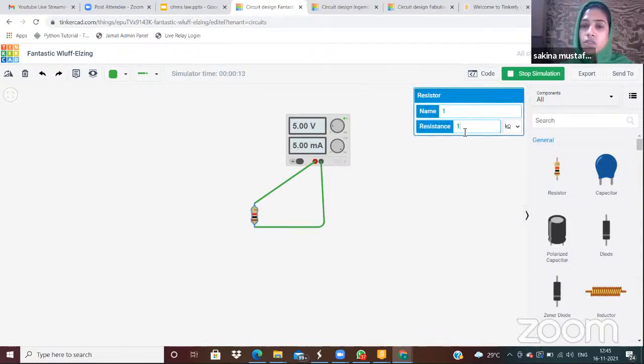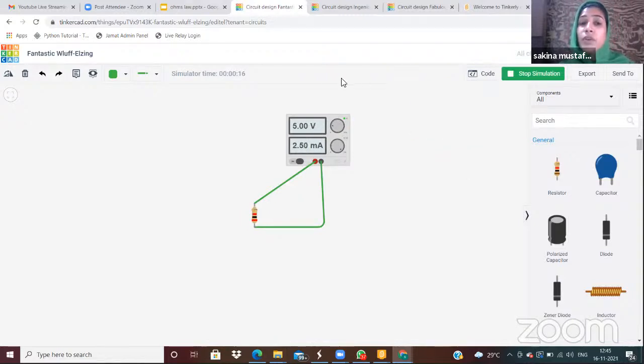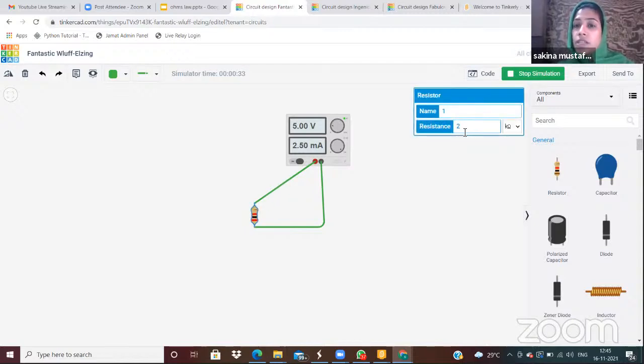Now, if I increase the resistance to 2, what will happen? You can see the current is decreased, right? Because we have given a lot of resistance to it. We have provided the resistance of 2k ohms, so the current is decreased. Now, if it is 1k, the current is 5. It is increased.